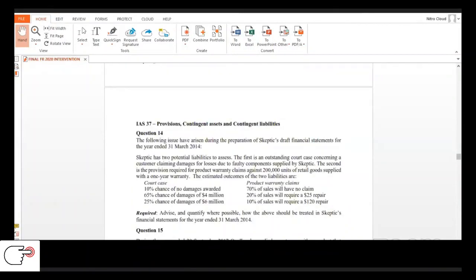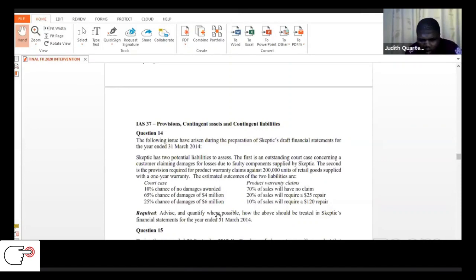So, Emily, let me snapshot the solution. Advice and quantify how the above. So you should make provision for the court case as a liability, as well as the warranty provision. They should all be treated as liability. And the liability is what you have calculated.